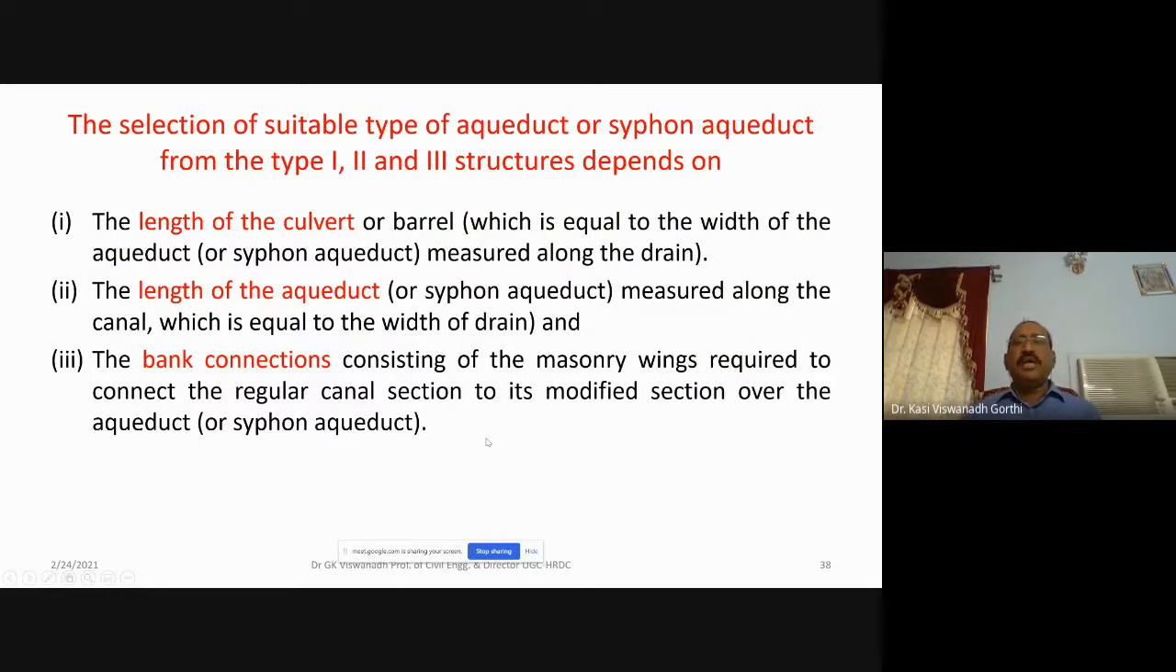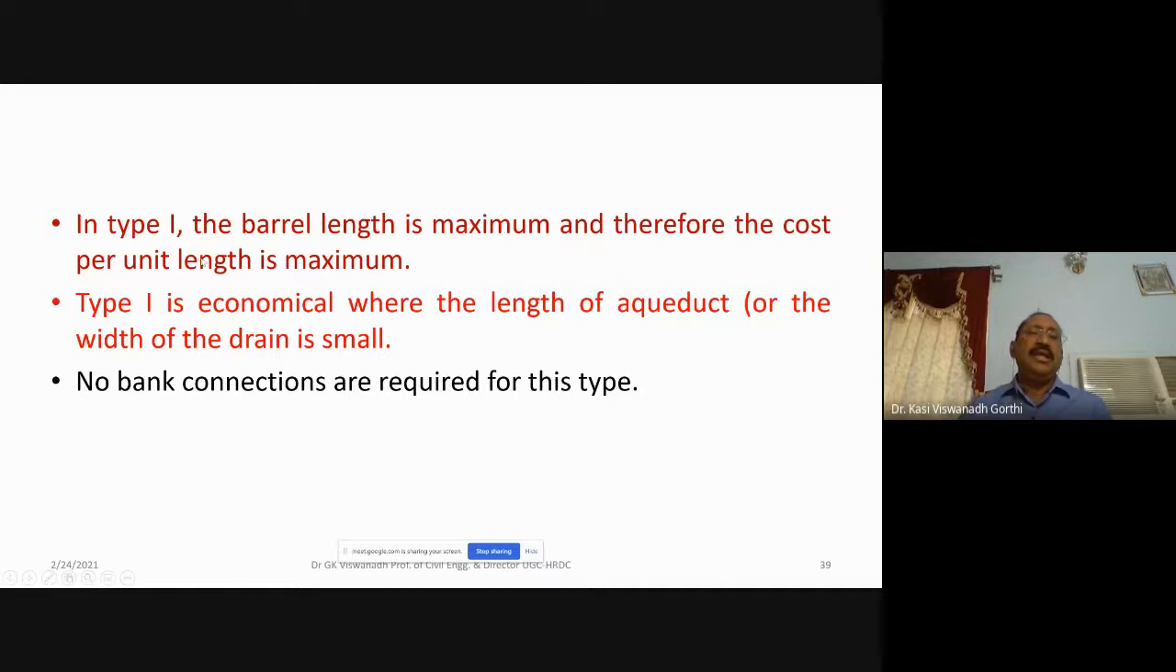The selection of suitable type of aqueduct or siphon aqueduct from type 1, type 2, type 3 structures, how it depends. We have already seen which type of CD work. Among these CD works also, like aqueducts, whether you need to take type 1 aqueduct, type 2 or type 3 aqueduct. How do we decide? The length of the culvert, length of aqueduct which is required to be provided, and the bank connections which are provided. All these are the parameters based on which you need to choose whether type 1, type 2 or type 3. In type 1, the barrel length is maximum.